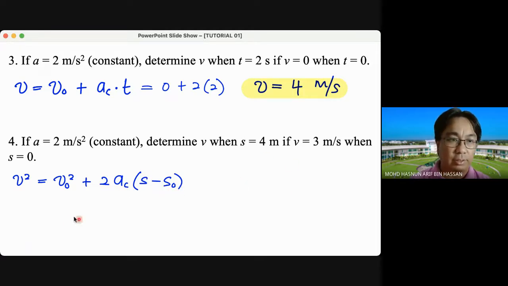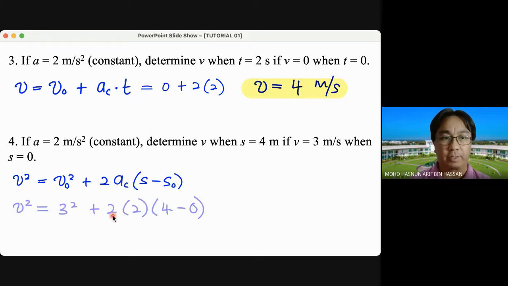Okay, then you gantikan all the values lah. So what you get? V square is equal to V naught, which is given here as 3 meter per second when S equals 0. So ini dia punya initial condition. So here will be 3 square plus 2 times constant acceleration Ac, which is also 2. And then kita nak determine V when S equals 4. So S here will be 4. S naught here is 0, the initial condition.